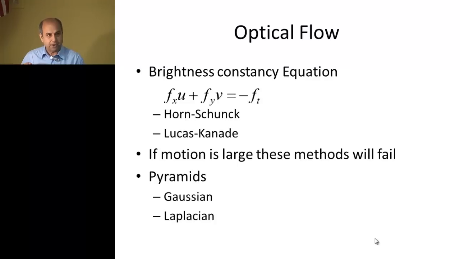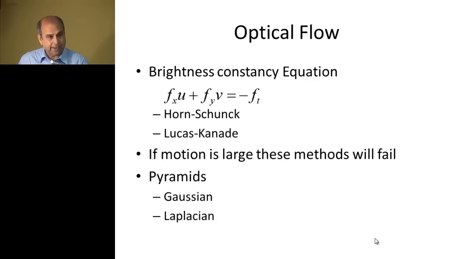One was Horn and Schunck, which uses variational calculus and imposes two constraints. The optical flow has to be smooth, so we'd say ux squared plus uy squared and vx squared plus vy squared should be small. And then it also has to satisfy the brightness constancy equation: fx u plus fy v minus ft should be small.